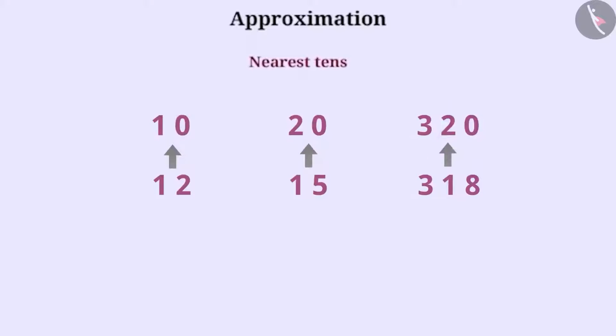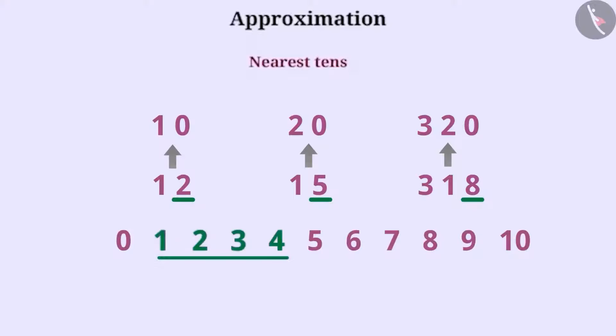We will understand it by the estimation to nearest tens. Focus on the last digit. If this number is among any number from 1 to 4, let us say 2 in this case, then this number will be closer to 0 than 10. Therefore, estimate the number by writing 0 in its place.